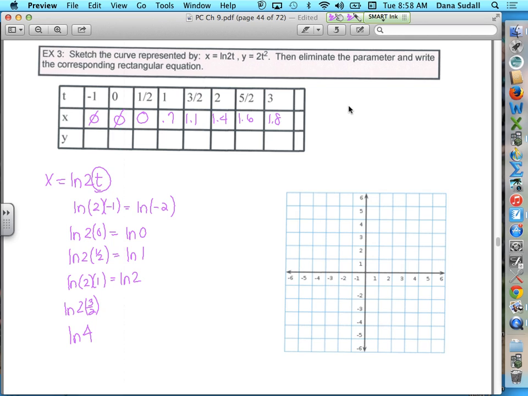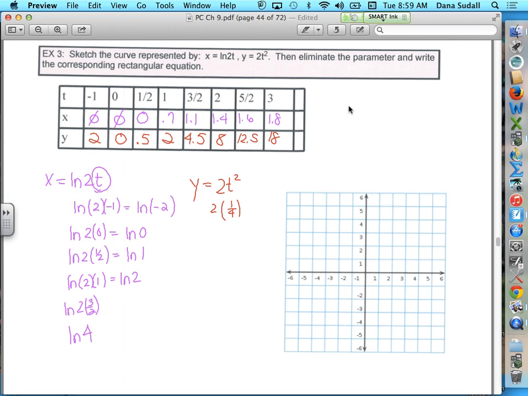And then the second parametric equation was y equals 2t squared. So we're going to take those t values and square them. Well, -1 I can plug in. -1 squared is 1 times 2 would be 2. If I plug in 0, I'll have 0 squared, which is 0 times 2 is 0. If I plug in 1/2, I'll have 1/2 squared, that's 1/4, times 2 gives me 1/2, or 0.5, and decimals are fine. If I plug in 1, I'm going to have 2, and you can keep plugging these values into this equation. 8, 12.5, and 18.